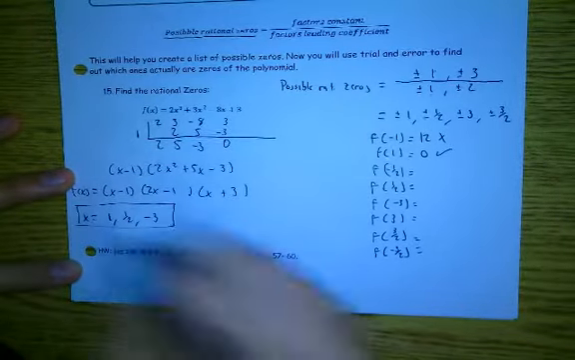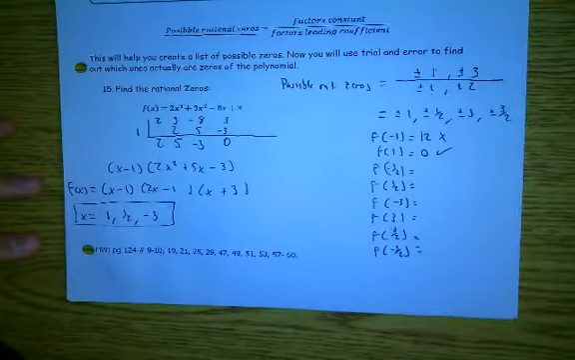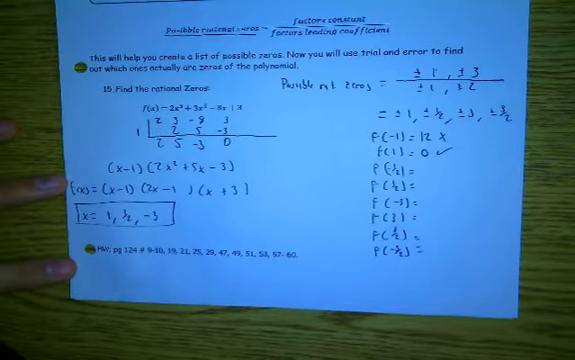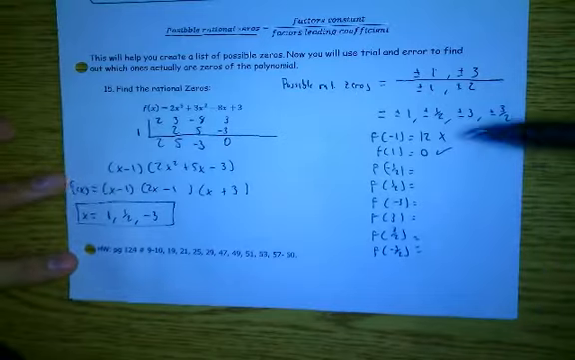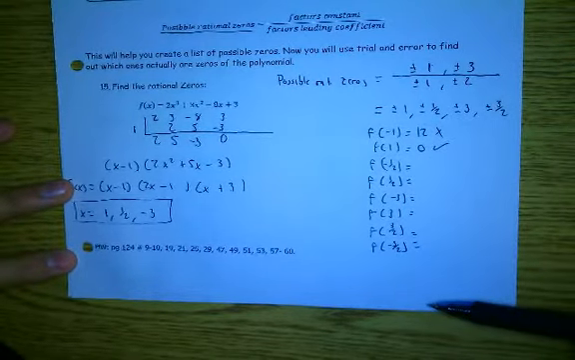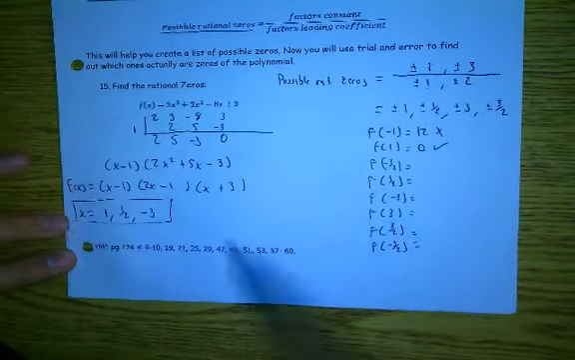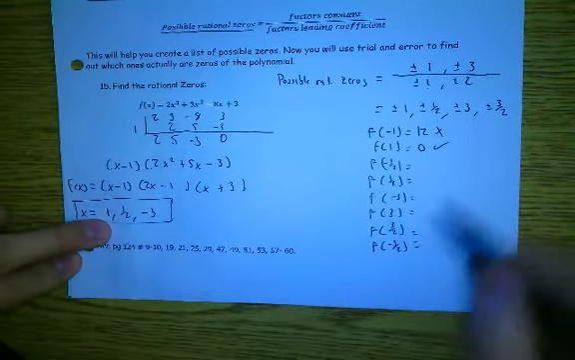Now, let me ask you, if you wanted to continue, would you have still found the answers? Yes, because if you would have plugged in, you would have found out that at 1 we got 0, at 1/2 you would also get 0, and at negative 3 you would get 0. So you could have continued to use your calculator to figure all this out. And I don't mind if you do that.